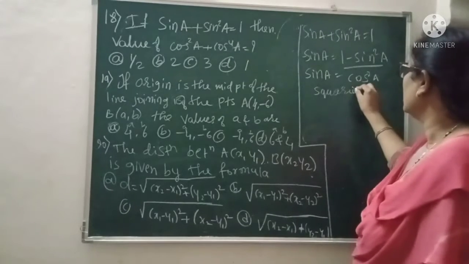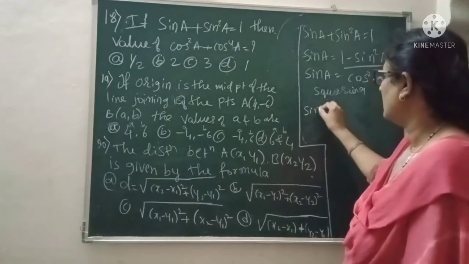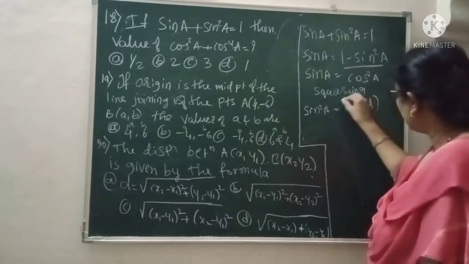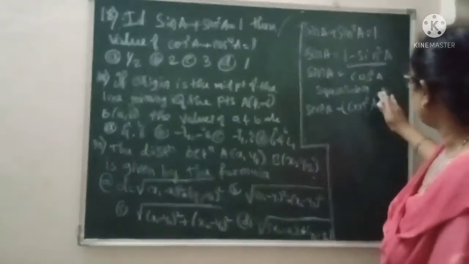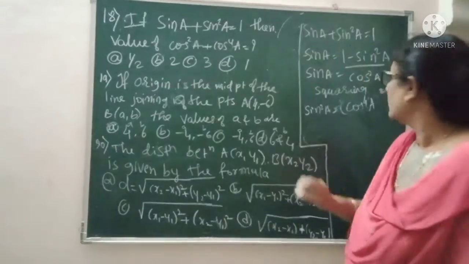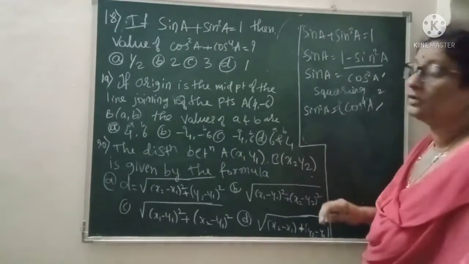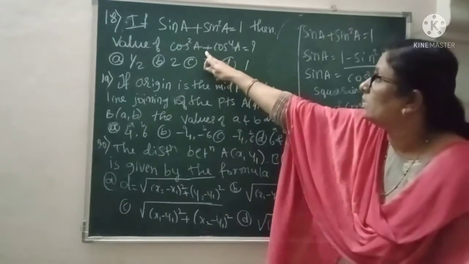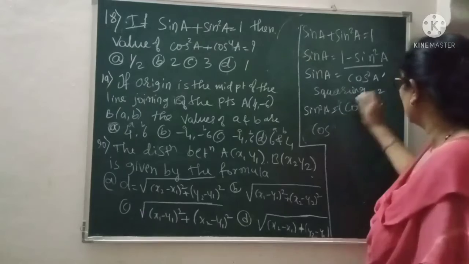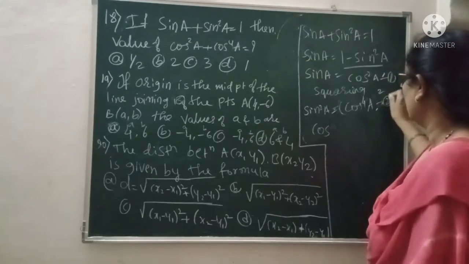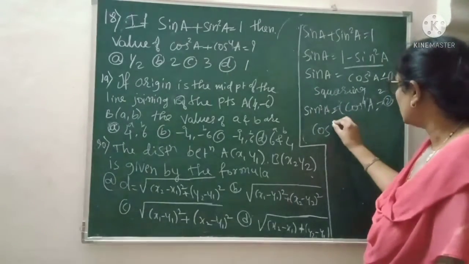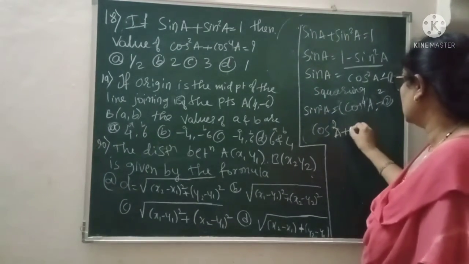Squaring means what are you doing here? Sin square a is equal to cos square a, and its square, that becomes cos 4a. So interesting, look at this problem. We have got cos square a and cos 4a this side. What do we want? We want cos square a plus cos 4a. So this is cos square a and these two, call them 1 and 2. You can do it in short, but I am explaining it a little differently.